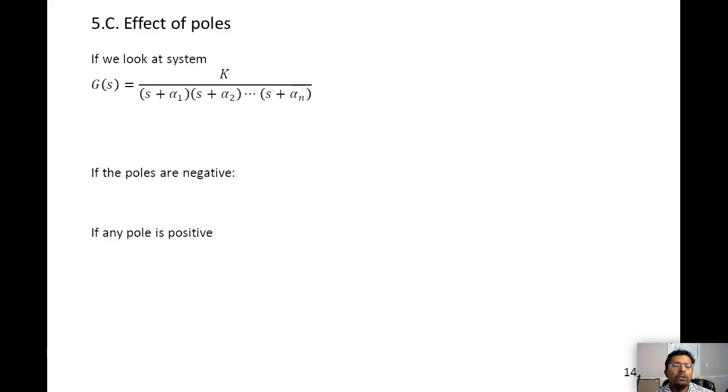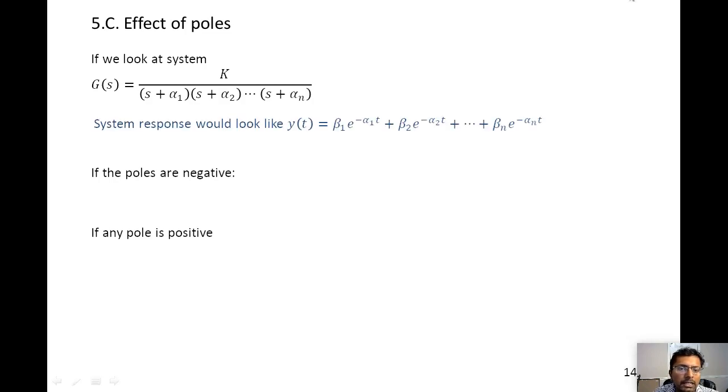Finally, what we're going to do is look at the effects of the poles. Imagine we have a system which we have written in the form k divided by (s plus alpha 1) times (s plus alpha 2), alpha 3, and so on. Let's see what happens if all the poles are negative. The response y is a sum of terms with some constants, using the partial fraction analysis that we did. So we would have an equation of this form for the response of the system. If all the poles are negative, all of these terms are exponentially decaying.